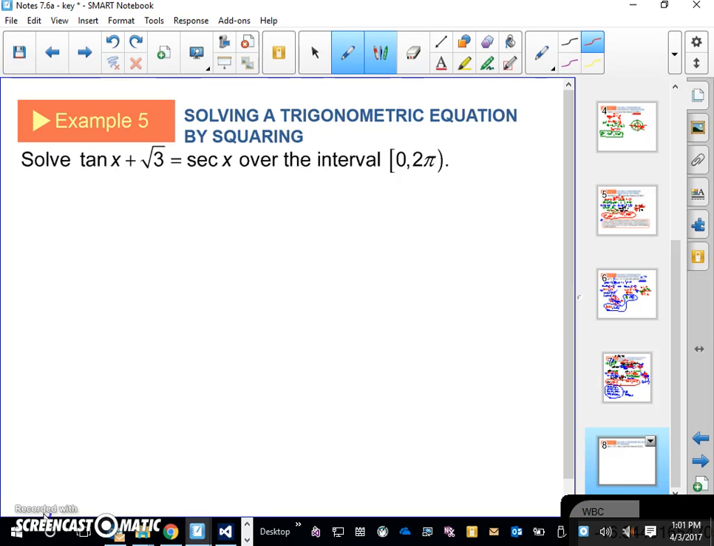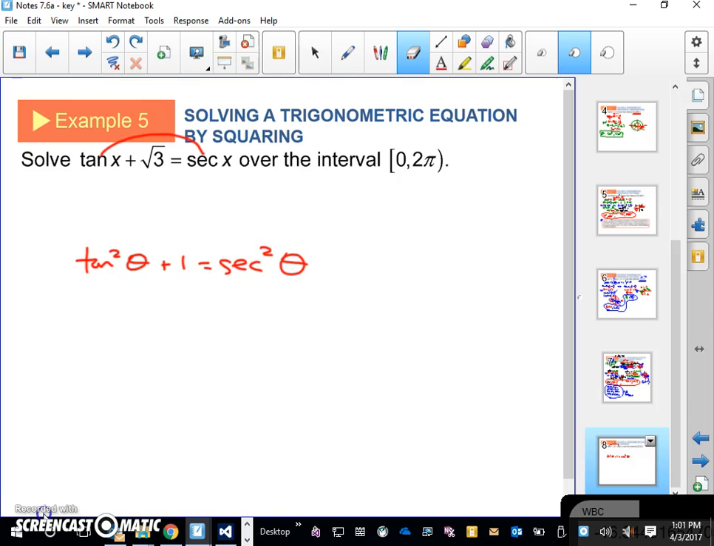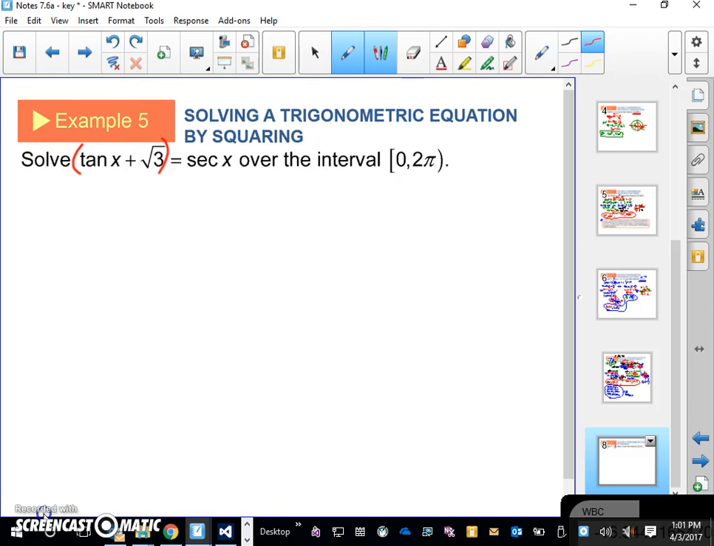But I need a way of relating tangent and secant. And so remember the one that says tangent squared theta plus 1 equals secant squared theta. Remember that identity? A lot of times that's a good way to go so you can do some sort of substitution. But what's going to happen in this problem is we're going to square both sides, in order to get that tangent squared and that secant squared. This doesn't happen very often, but every once in a while that's a good thing to do.